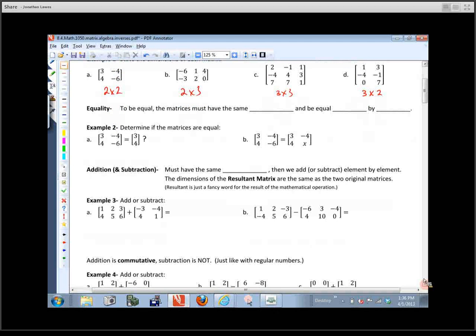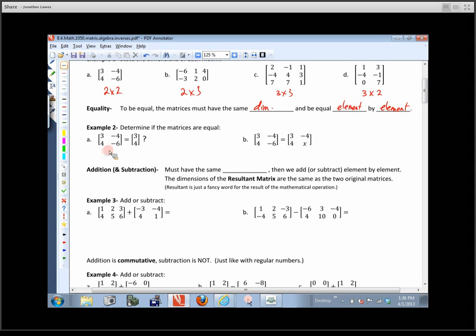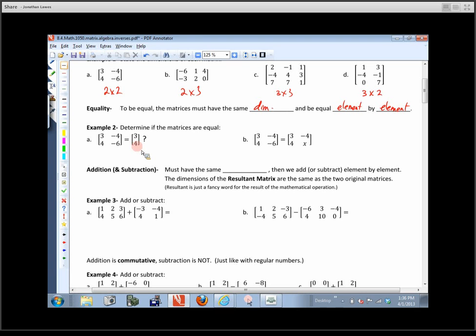Okay, so for equality, in order for matrices to be equal, they must have the same dimensions, and I'm just going to write DIM for dimensions, and be equal element by element, or entry by entry. So if we look at this example 2, part A, we want to know whether these two matrices are equal. Well, this is a 2 by 2, and this is a 2 by 1. Is there any way they could be equal? No. It's not possible. If they don't have the same dimensions, we can't even go through and check element by element to make sure that they're equal.